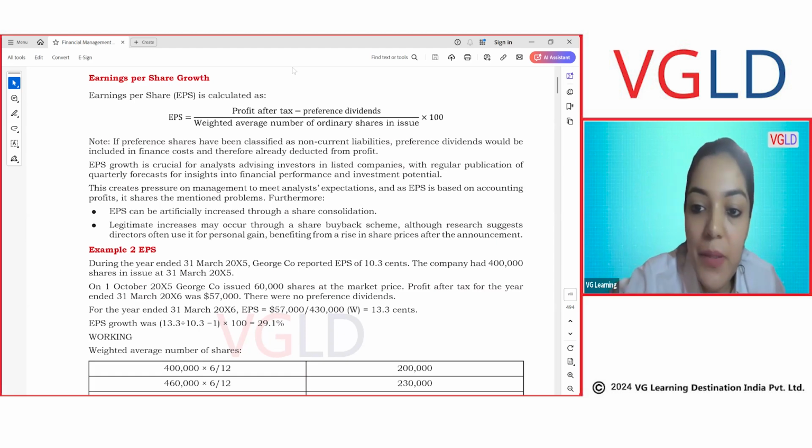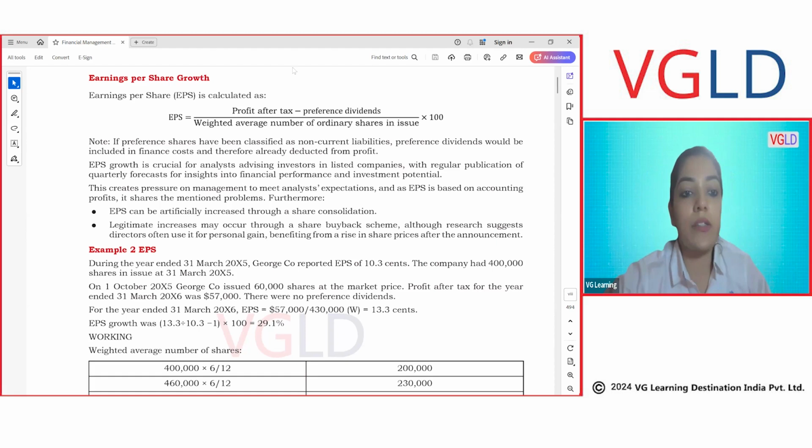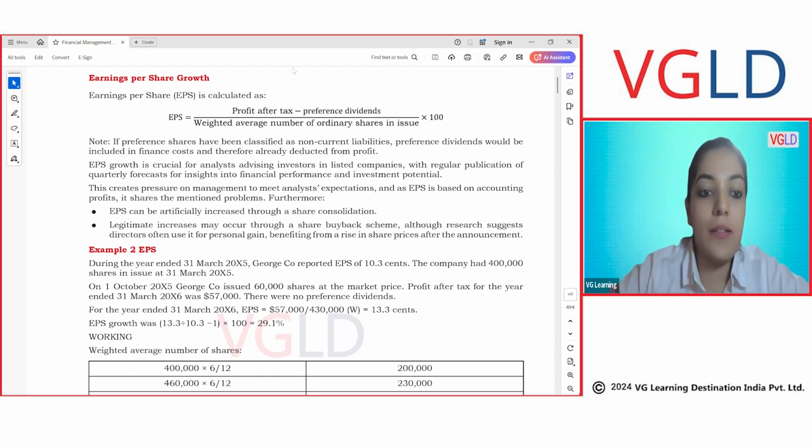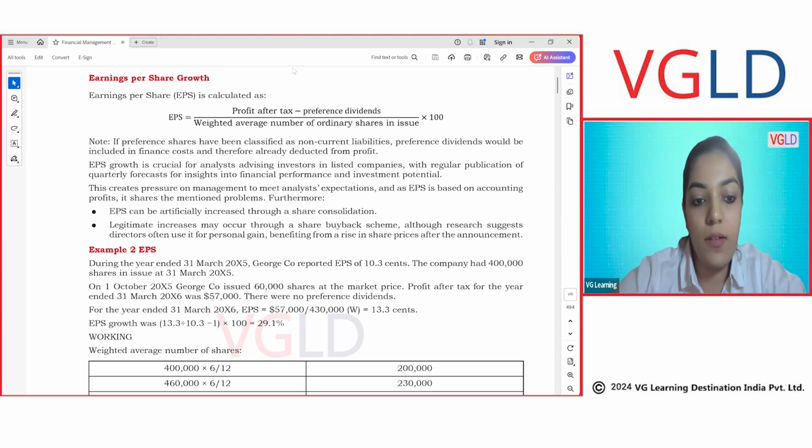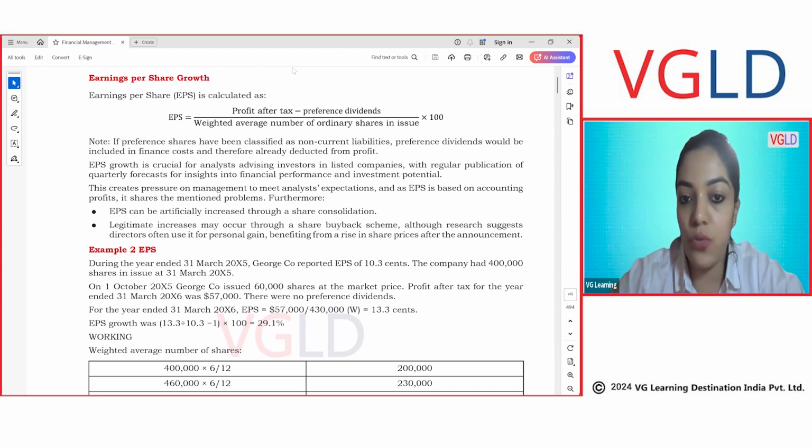Now, Shivani says that the number of shares has decreased. Okay, Shivani, let's take a simple example. I've got 10 Lay's packets of chips at 20 rupees per packet. Okay, I give this to you.